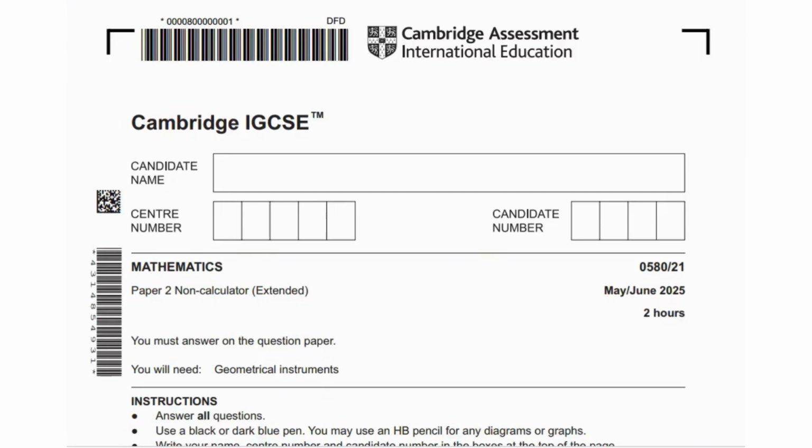We're continuing with IGCSE 0580 May-June 2025 exams. This is paper 2, weighted 1. As you know, this is a non-calculator paper and this is part of extended maths. So this is the second time you were tested on non-calculator for paper 2 and paper 1. So let's see what came in this paper, whether it was overall easy or difficult.